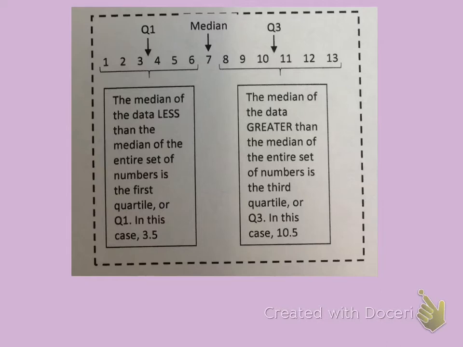So I'm looking at the numbers to the left of the median of the whole set, and I see there are 6 numbers. I need to find the median of what I've underlined in purple. So to do that, it's the same way we find the median any other time. I just look, and I see that 3 and 4 are both at the middle together. So I'm going to have to find the mean of 3 and 4. So I'll do 3 plus 4 over 2. That's 7 over 2, which is 3.5. So Q1, or the first quartile, is 3.5.